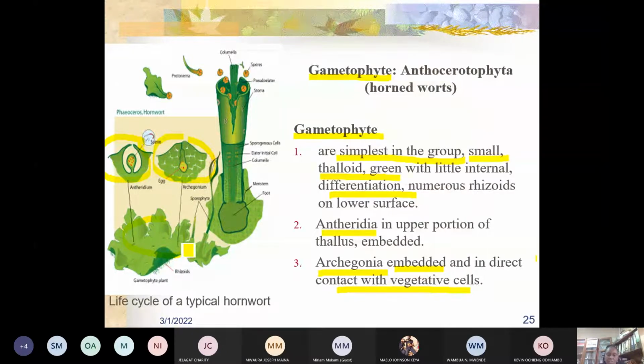So this is actually also showing the life cycle. So you can see the gametophyte, and then you see the sporophyte. So the gametophyte is the one that still houses or supports the sporophyte. So the sporophyte is not independent. It must survive on the gametophyte. So this is the gametophyte. This is the sporophyte. And you can see the sporophyte, we talked about the foot, then the meristematic zone, and then the capsule.